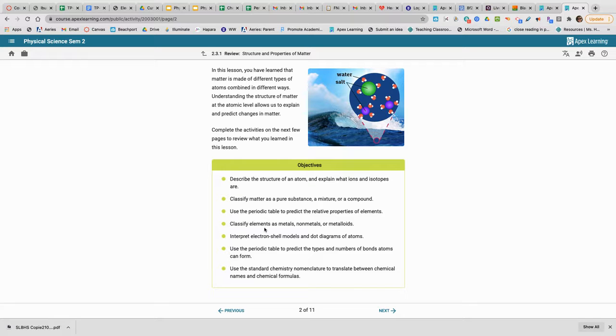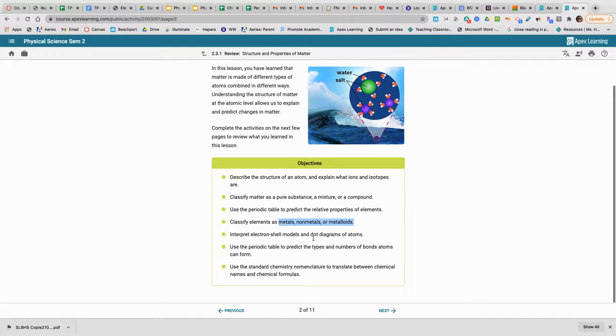So in this unit, these were your objectives. Can you describe the structure of an atom and explain the ions and isotopes? Can you classify matter as a pure substance, a mixture, or a compound? Like, do you know the difference between those? Can you use the periodic table to predict properties? Classify elements as metals, nonmetals, or metalloids based off of the periodic table.